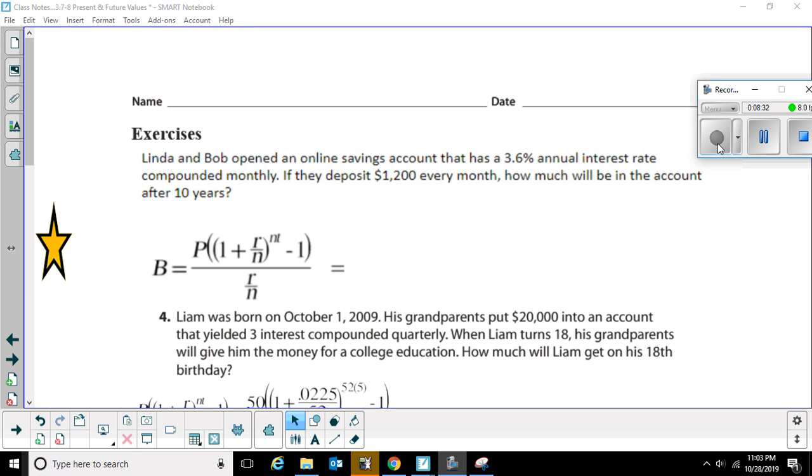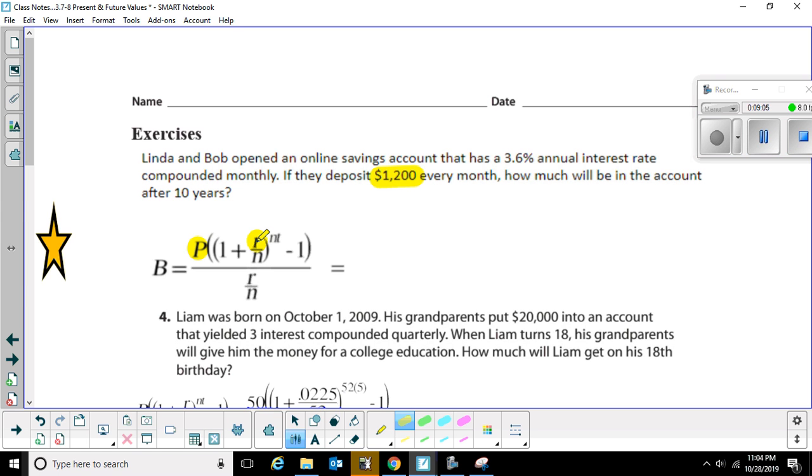So in this problem, we have Linda and Bob. They've opened up an online savings account at 3.6% annual interest rate compounded monthly. If they deposit $1,200 every month, how much will there be in the account after 10 years? Okay, so what do we know? All right, so we need our principal. Okay, check, found the principal.